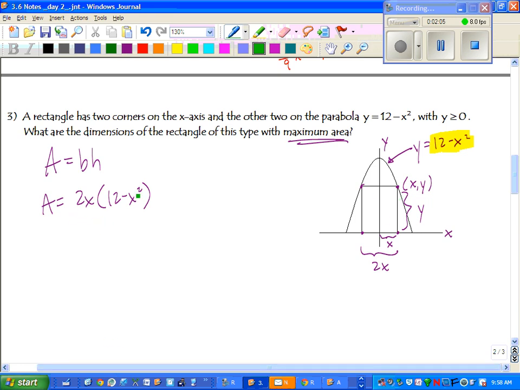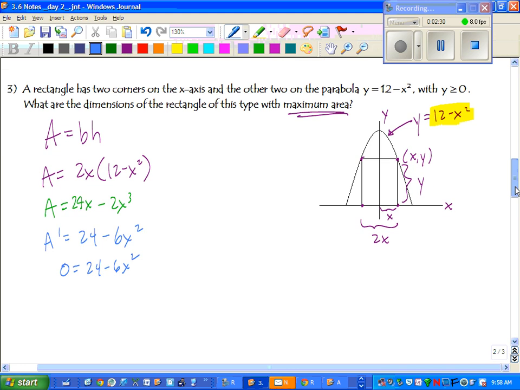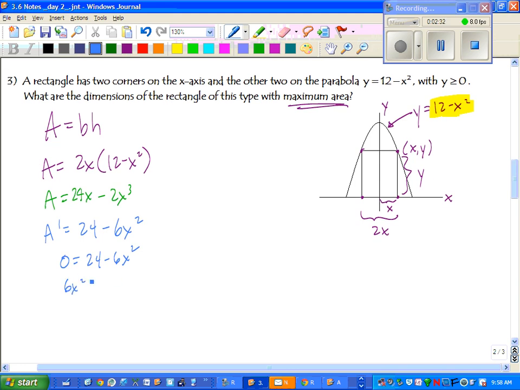We want to find the derivative and find the critical values. So rather than doing product rule, I'm going to go ahead and distribute these. We get 24x minus 2x cubed. And our derivative is just going to be 24 minus 6x squared. We want to know when is that equal to 0. Well, we can add 6x squared to both sides, divide by 6, and then take the square root. So x is 2.